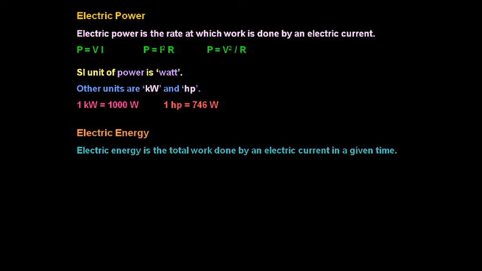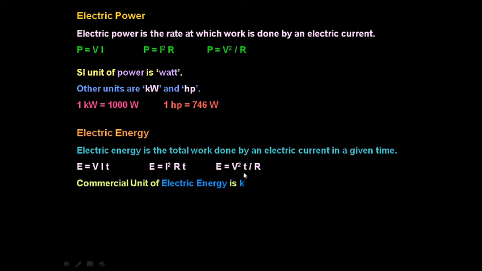Electrical energy is the total work done by the electric current in a given time. When a battery is connected across a resistor, the work done by the battery to make electric current flow through the resistor is stored in the form of electrical energy. Now if a resistor R is connected across potential difference V, and current I passes for time t, then energy is equal to VIt. We can also write E as I square Rt, or V square upon R into t.